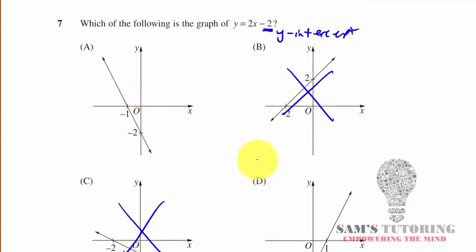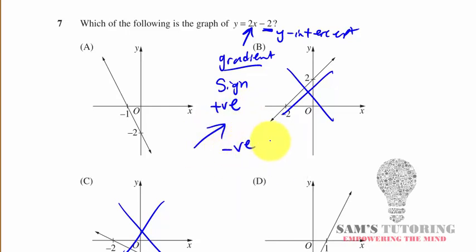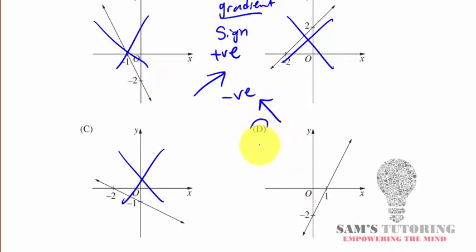Then without doing any more calculation, I look at the gradient. Now, with the gradient I'm not looking for the answer of 2. All I'm looking at is the sign. Is it positive? If it was positive, it would be looking like this, slope to the right. If it was negative, it would be slope to the left. So a positive 2x, that looks like it's a negative. That can't be the answer. The answer is B.